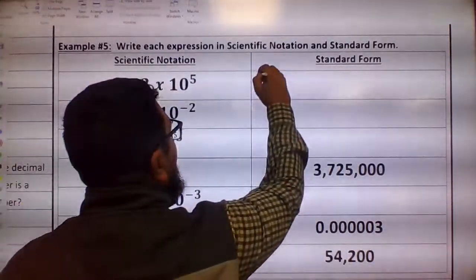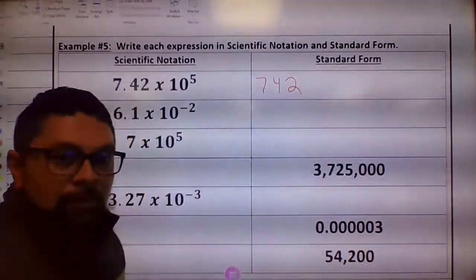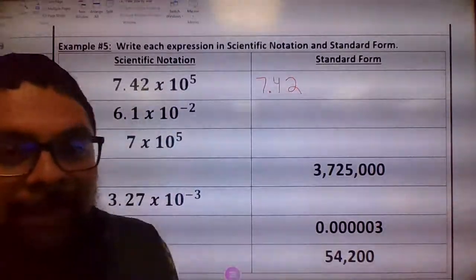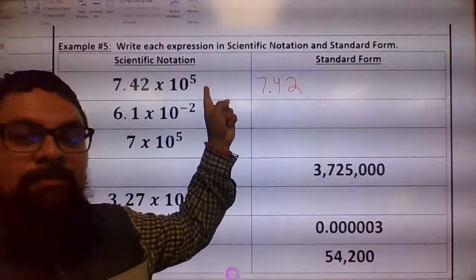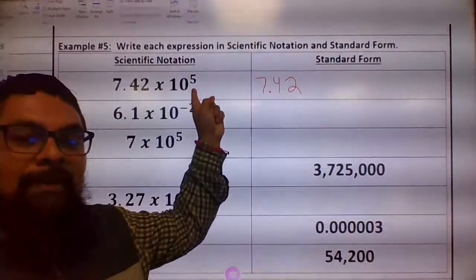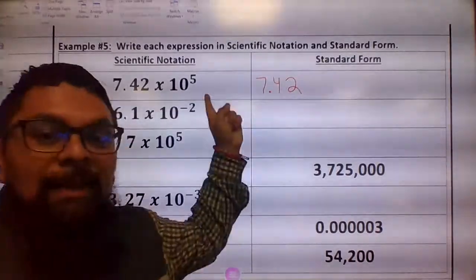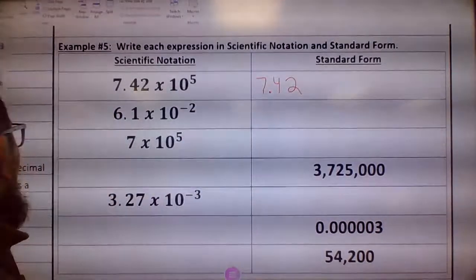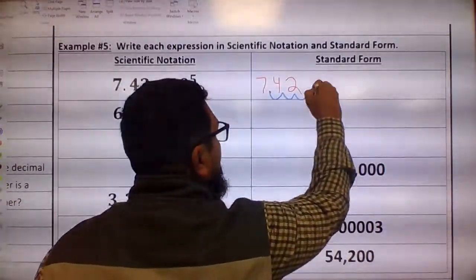So it's going to be 7.42. And then step 2 says you got to look at the exponent. Is the exponent positive or negative? This is positive, right? So we're going to move to the right. And how many times are we going to move the decimal? We're going to move 5 times, right? So let's do it. 1, 2, 3, 4, 5.